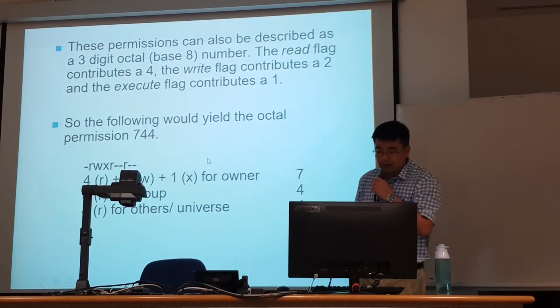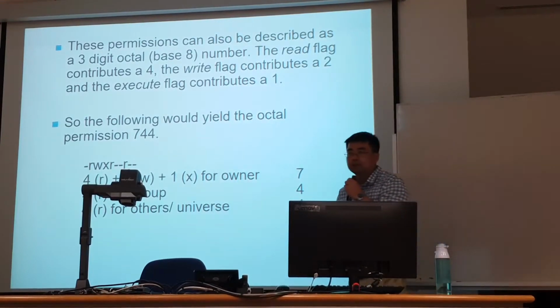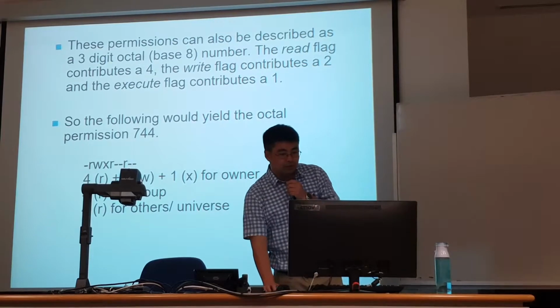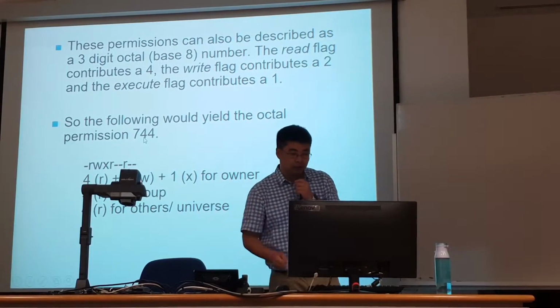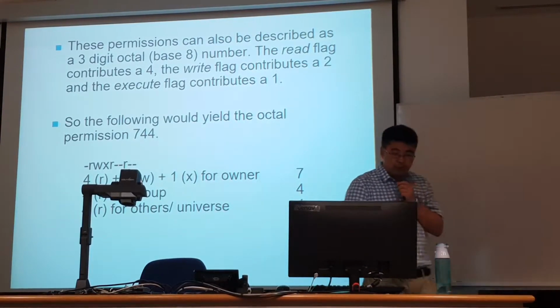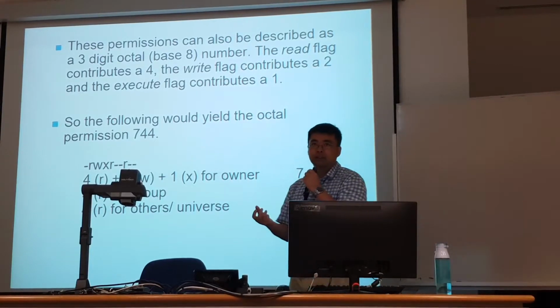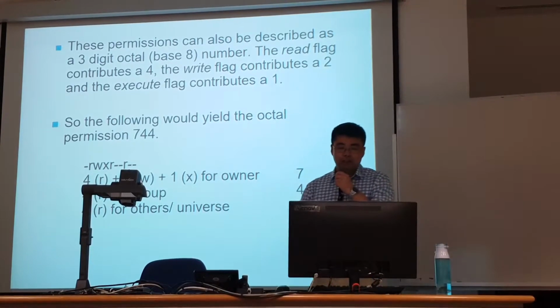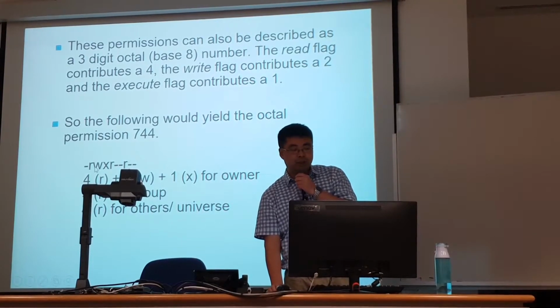Okay, so we can also represent the permissions using numbers, right? For example, permission 744. Sometimes you can find that we use numbers to represent permissions. Each number is from 0 to 7. If you have 7, it represents read, write, execute. If you have 4, it means only read.